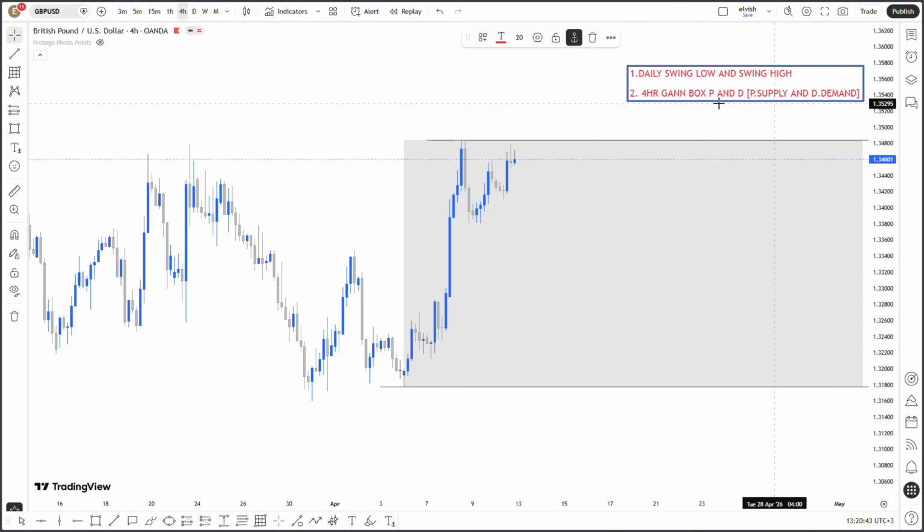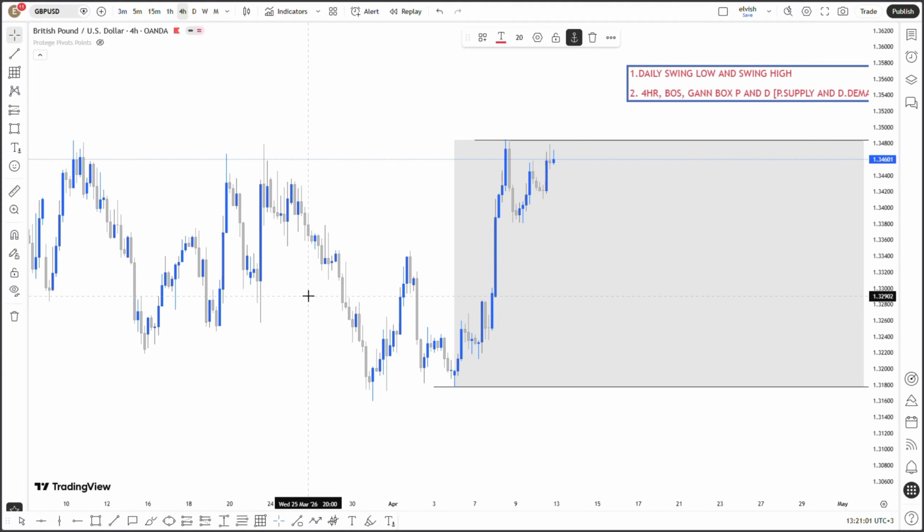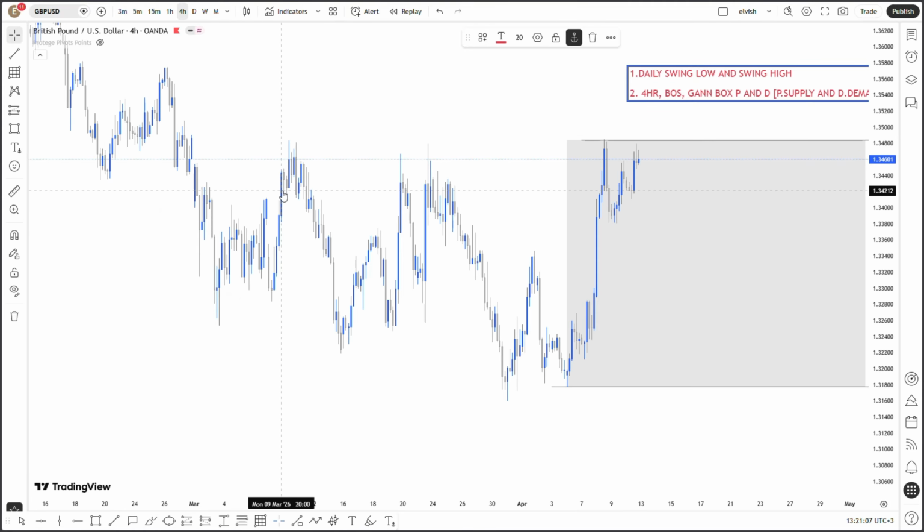Okay, so let me add it here. Let me put a comma and then put the break off structure, which is the BOS. Okay, the break off structure. So if you look, how do we find the level, the break off structure rather? This is how we find it. This is how we find the level, or rather the break off structure. So how do you find a break off structure?